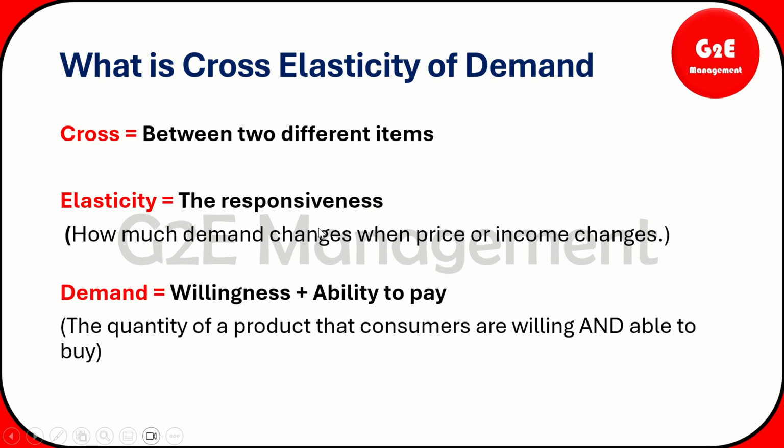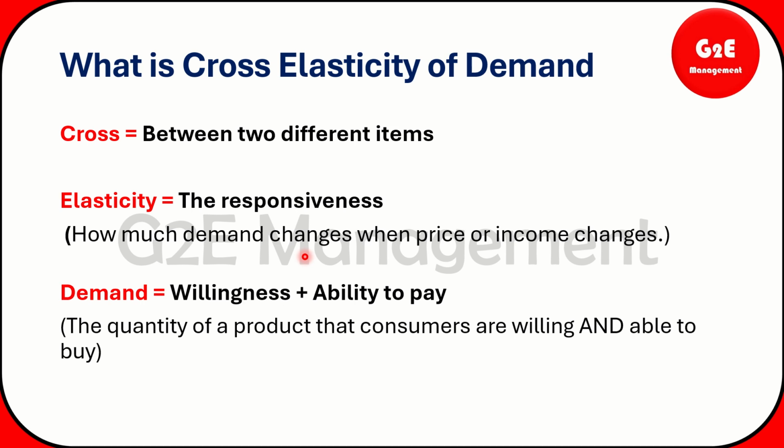So we need to know the meaning of cross elasticity of demand. Cross, in a sense, means between two different items. From the word itself, you can picture cross with two lines. In the same way, here it's two different items, two different products. That is what cross means. Elasticity means responsiveness, that is, how much you respond if there is any small change in price or income. How much does demand change?